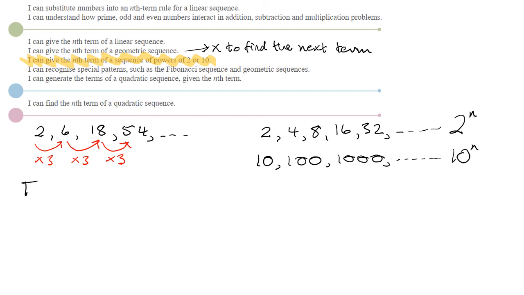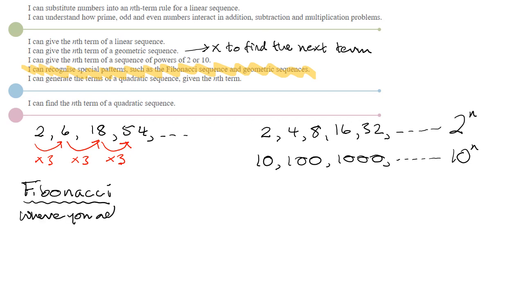And lastly, the last thing to finish off with is the Fibonacci sequence. So I'll just highlight that. So that is this bit here. Recognize special patterns such as Fibonacci sequence. Right, so Fibonacci, Italian mathematician, and he sort of found all sorts of patterns in numbers. And a Fibonacci sequence is basically where you add the last two numbers to get the next one.